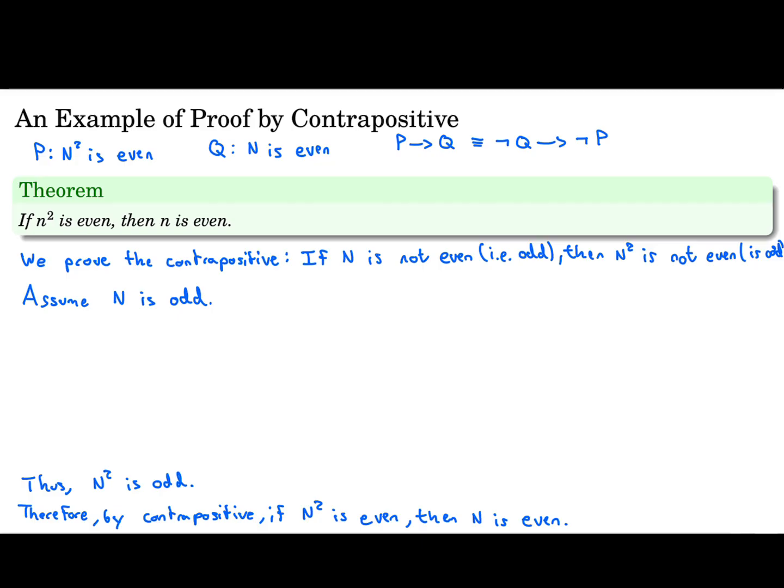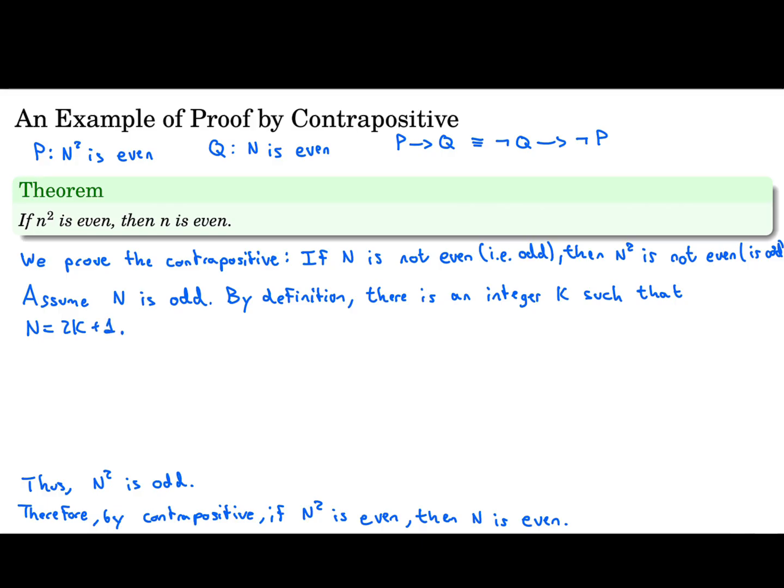So now if I assume that n is odd, what does this mean? So again, I'm doing that strategy where I look at the beginning and at the end and try to meet in the middle. So if I assume that n is odd, then by definition, there is an integer k such that n is equal to 2k plus 1, right?